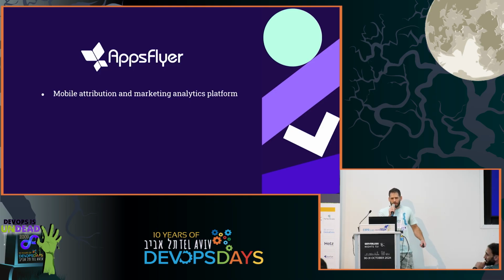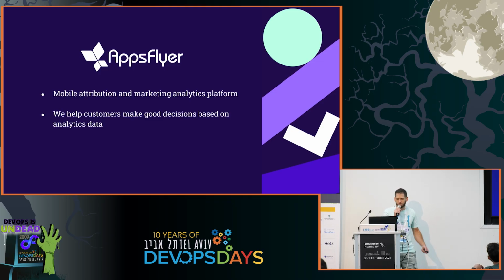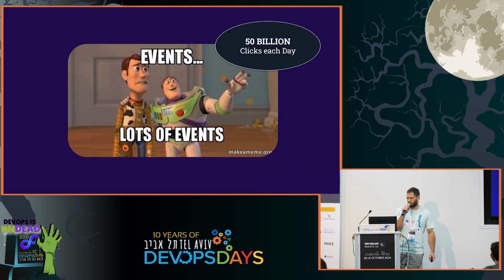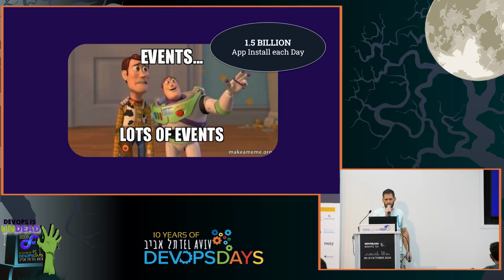So what is AppsFlyer? We're a mobile attribution and analytics platform. We help a customer make good decisions based on analytics data. And we're talking lots and lots of data, lots of events. 50 billion clicks each day, 1.5 billion app installs each day. So lots of data to handle.